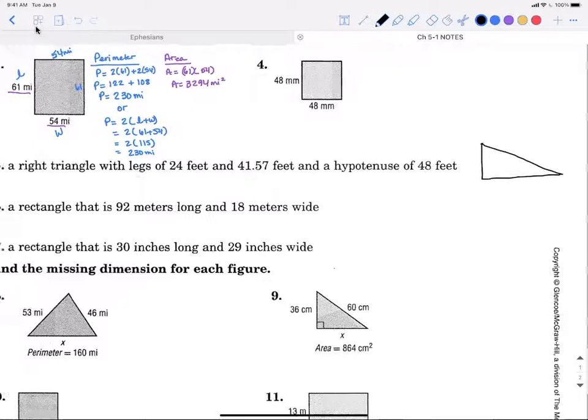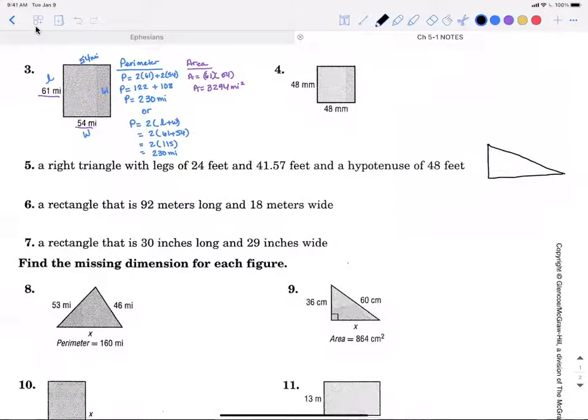And it tells me that the legs, which are here, are 24 and 41.57. And then it tells me the hypotenuse is 48. And again, remember the hypotenuse is always opposite the right angle. So I've taken the words and I've drawn my triangle. And now it's still finding perimeter and area.